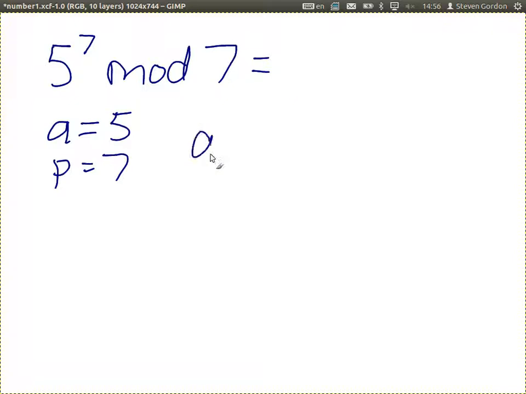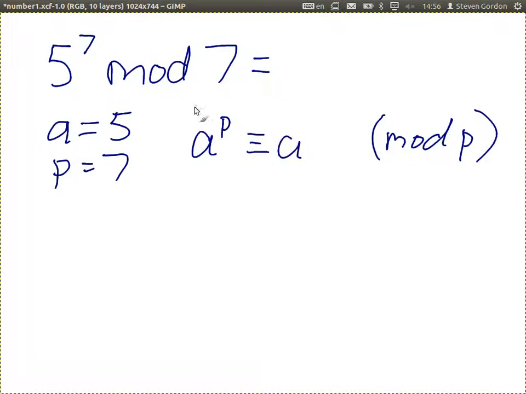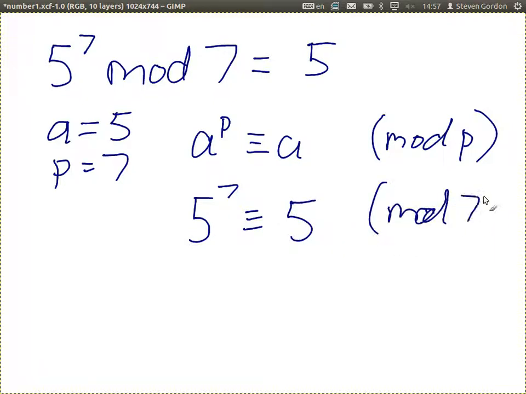If we match it to that theorem, a is 5 and p is 7. So we could write it in the format of a to the power of p, and according to Fermat's theorem, if we're using mod p, that should be equivalent to a. When I write 5 to the power of 7 mod 7, another way to write it is 5 to the power of 7, in brackets mod 7. So what's the answer? Five. 5 to the power of 7 is equivalent to 5 when we're using modular arithmetic mod 7.